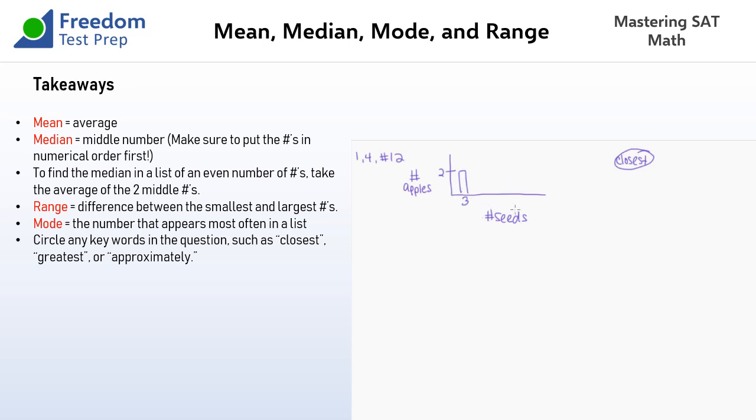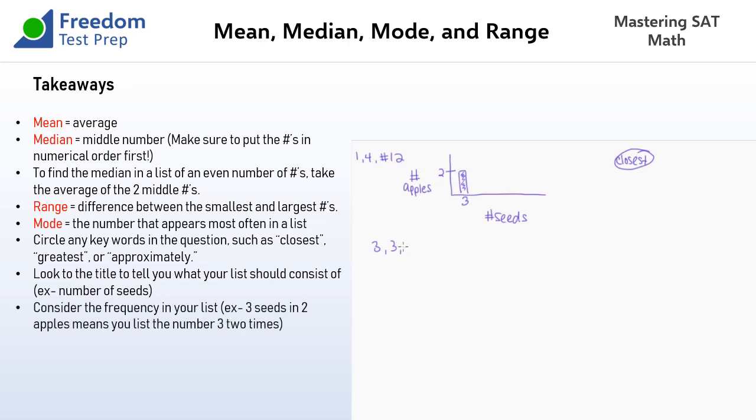So because our focus is on the number of seeds, we're writing down the number of seeds. And this is going to tell us the frequency of how often that number of seeds appears. So in this first bar here, we've got 3 seeds, and it appears in 2 apples. So we write 3 down twice. Our second bar is 5 seeds, and that goes up to 4. So we have 5 seeds appearing 4 times, in 4 different apples. We keep going like that.